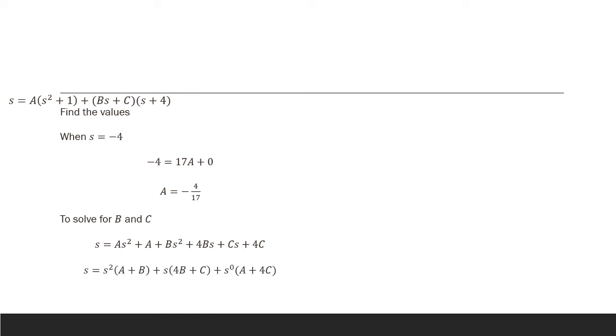So next is ilabas natin lahat ng mga variable nila. Pagsamasamahin natin para malaman natin alin yung coefficients na magkakasama. So we will have lahat ng may S squared, that's A plus B. Finactor out natin yung S. So we have 4B tsaka C. So ito yon. And then, lahat ng constant, that is A and 4C. A plus 4C lang. So, coefficients muna tayo of S squared.